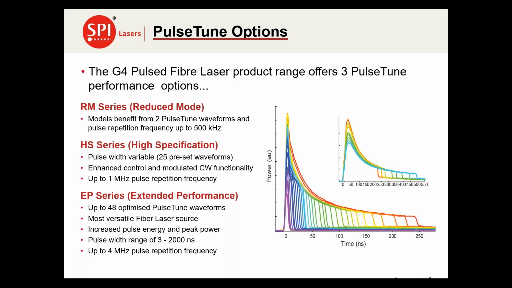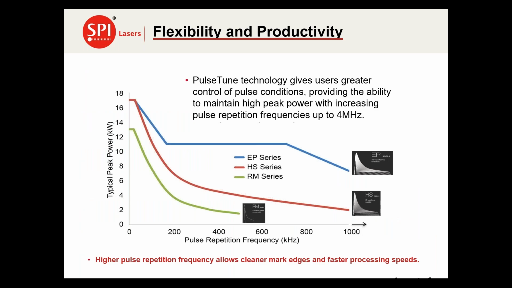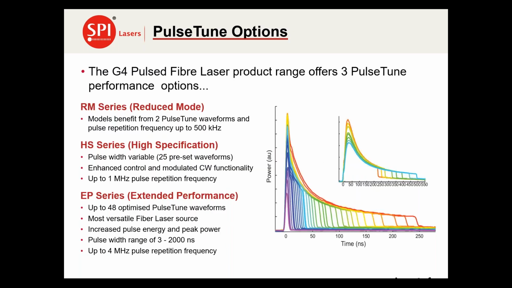So for example, our extended performance EP series offers up to 48 optimized pulse waveforms. That gives the user the opportunity to change the pulse duration from anywhere from 3 nanoseconds up to about 2 microseconds. These lasers can also be operated at different frequencies, up to about 4 megahertz on some models. The benefit of this is that you can start tailoring the beam shape, and you can have this high peak power at the front end of the pulse, and then you can extend the energy regime over a longer period of time.